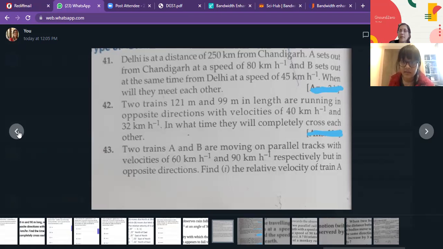Minus velocity of ground with respect to A. 0. No, no, no. See the direction properly. Velocity of ground with respect to train, so you will treat the train at rest. Okay. Apply minus 60. Yeah.